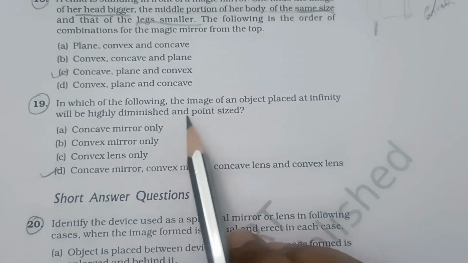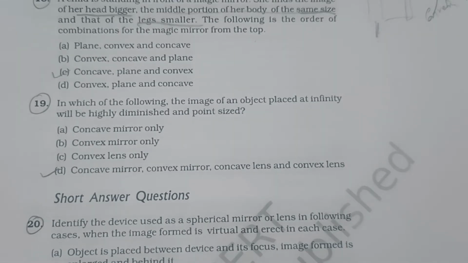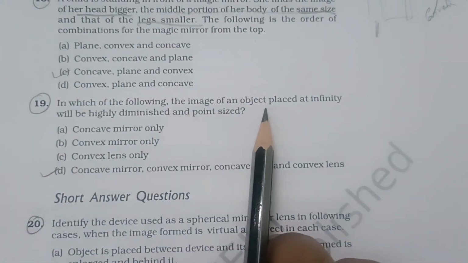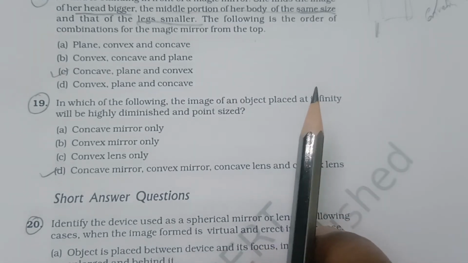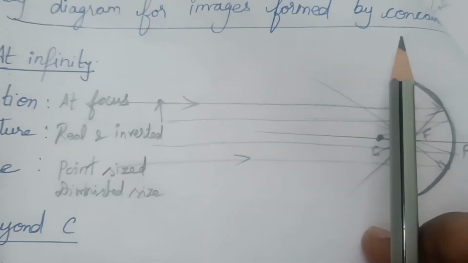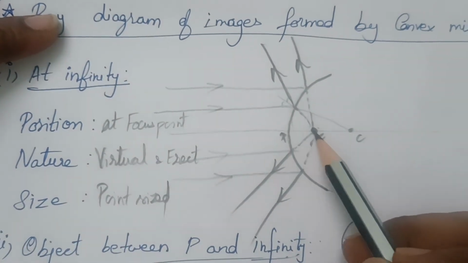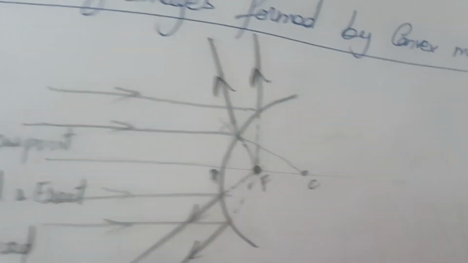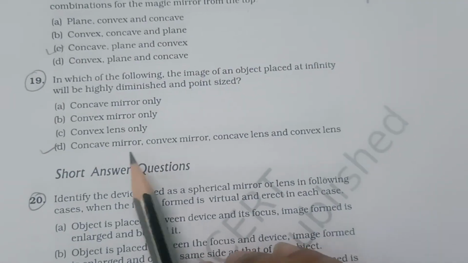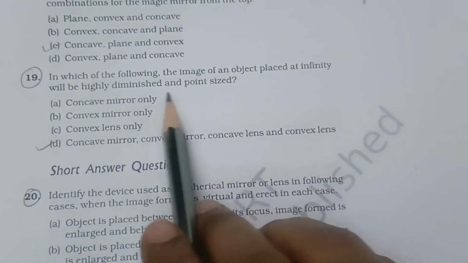In which of the following will the image of an object placed at infinity be highly diminished and point sized? Whatever the mirror may be. If it is a concave mirror, when the object is placed at infinity, you will get a highly diminished image. And also in the case of convex, when the light rays come from infinity, you will get a point sized, diminished image. So in both the concave mirror as well as the convex mirror, you will get a highly diminished point sized image.